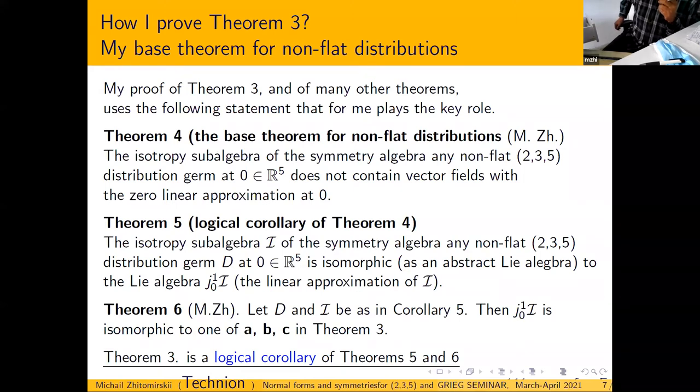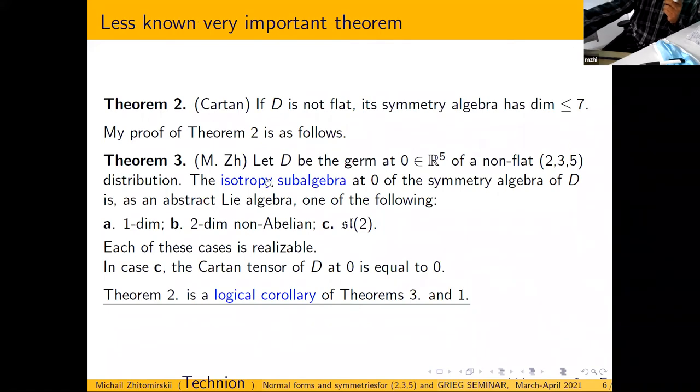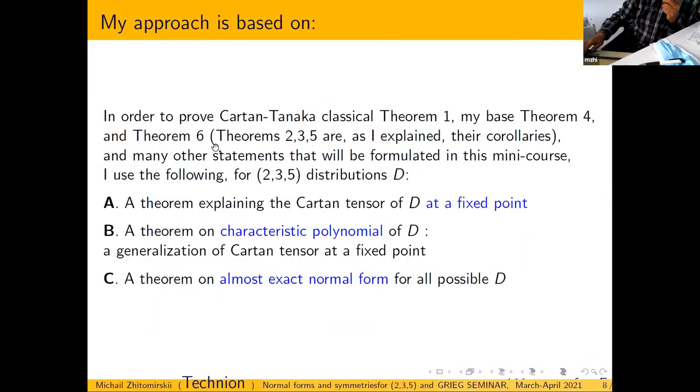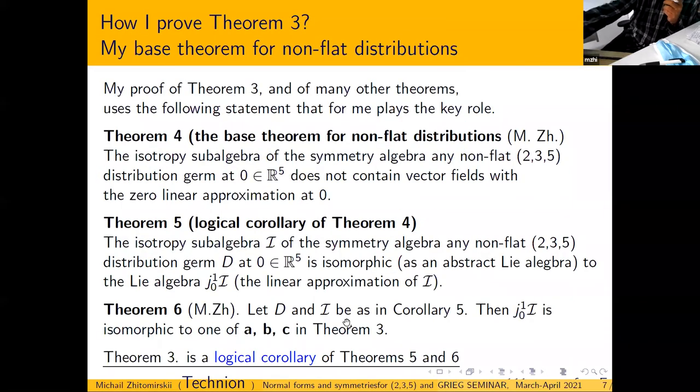Later I will say much more about it, but now I need just this. In order to prove theorem three, which implies theorem two, everything reduces to an investigation of the linear approximation. It is a representation. In fact, the one-jet of the isotropy can be defined as a representation. We have to understand this representation.